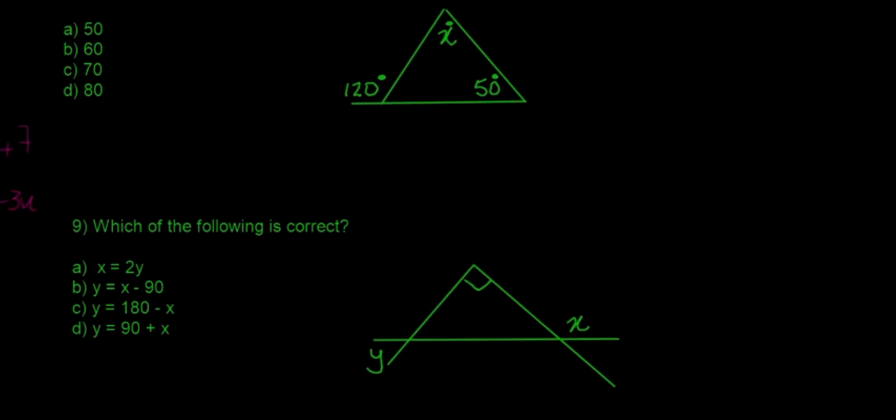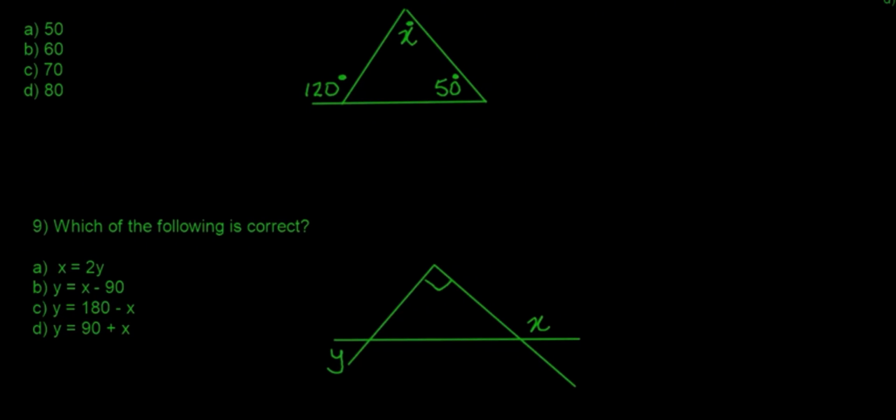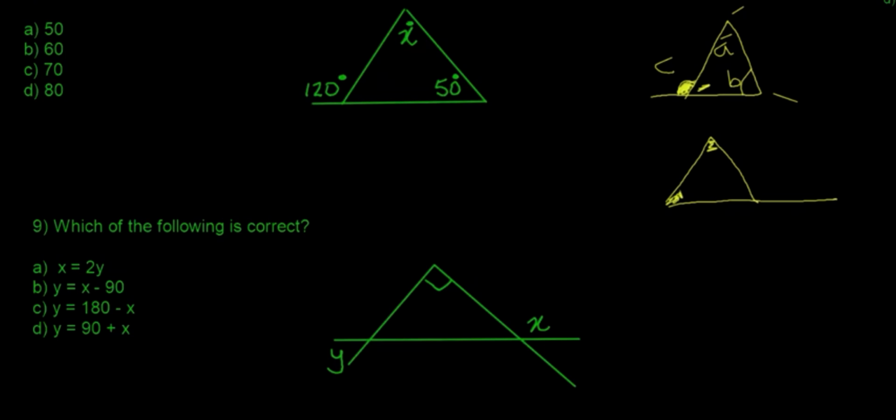Question number 8, they're saying, what is the value of x? Now, one more thing we need to know about triangles is this, that any two interior angles, let's say this is A and this is B, add up to give us the remote exterior angle. Remote means it's not touching A and it's not touching B, it's over here at the third angle. So any two angles of a triangle add up to give the remote exterior angle. That's something we need to know.